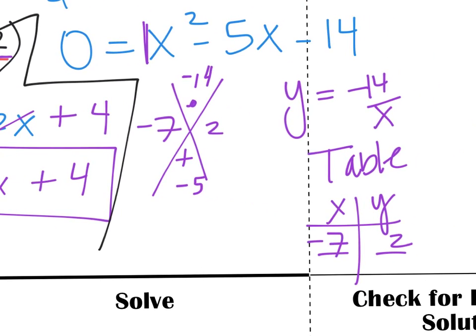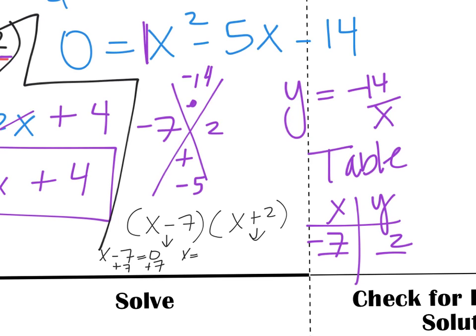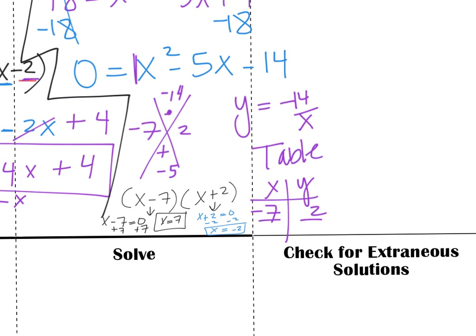Once you find the two numbers, which are negative 7 and 2, then you will know that your first factor is x minus 7 and your second factor is x plus 2. Now for the solution, you need to set each factor equal to 0 and solve for x. So my first solution is x equals 7. Now let's put the second factor equal to 0 and solve for x. So my second solution is x equals negative 2. So I have two distinct solutions, x equals 7 and x equals negative 2.